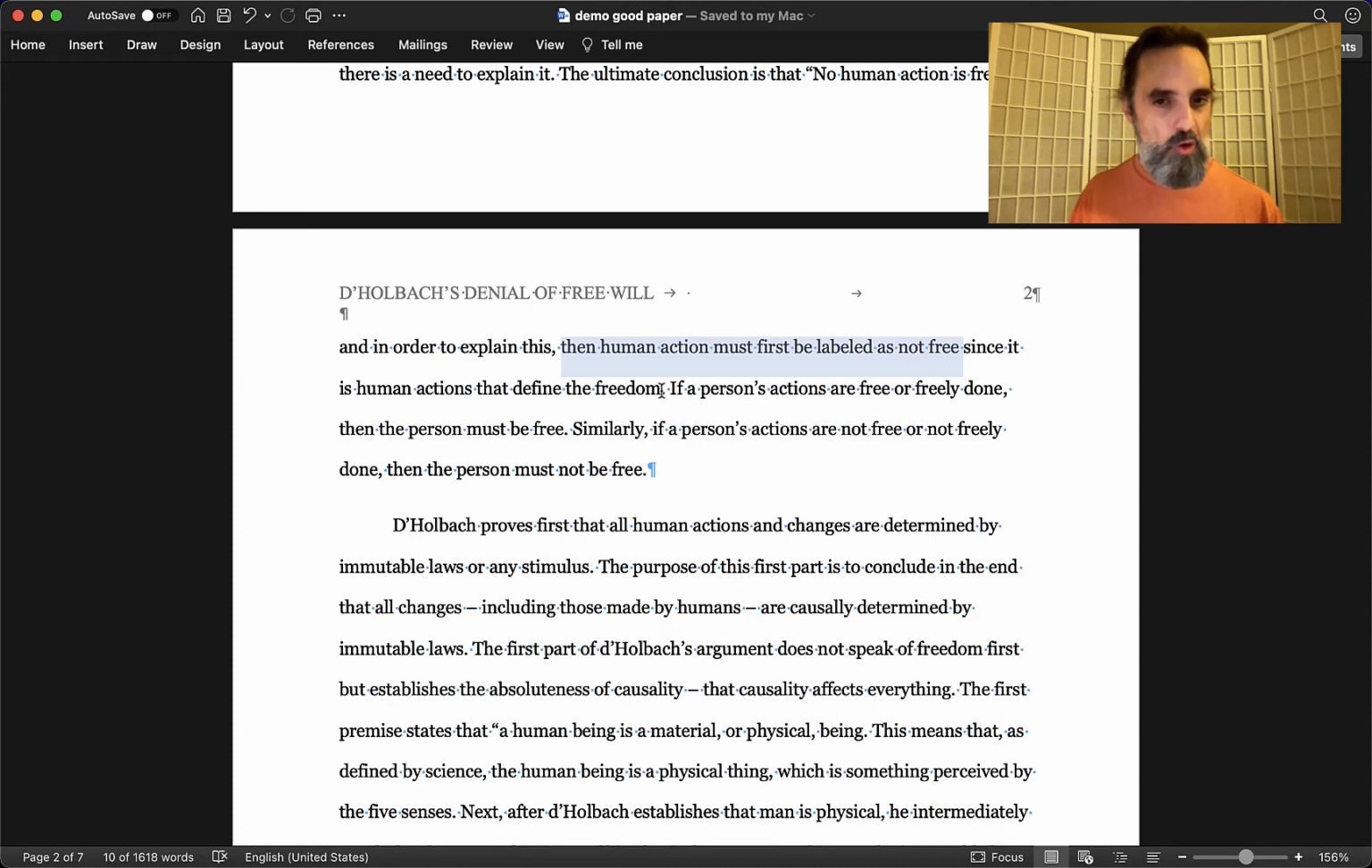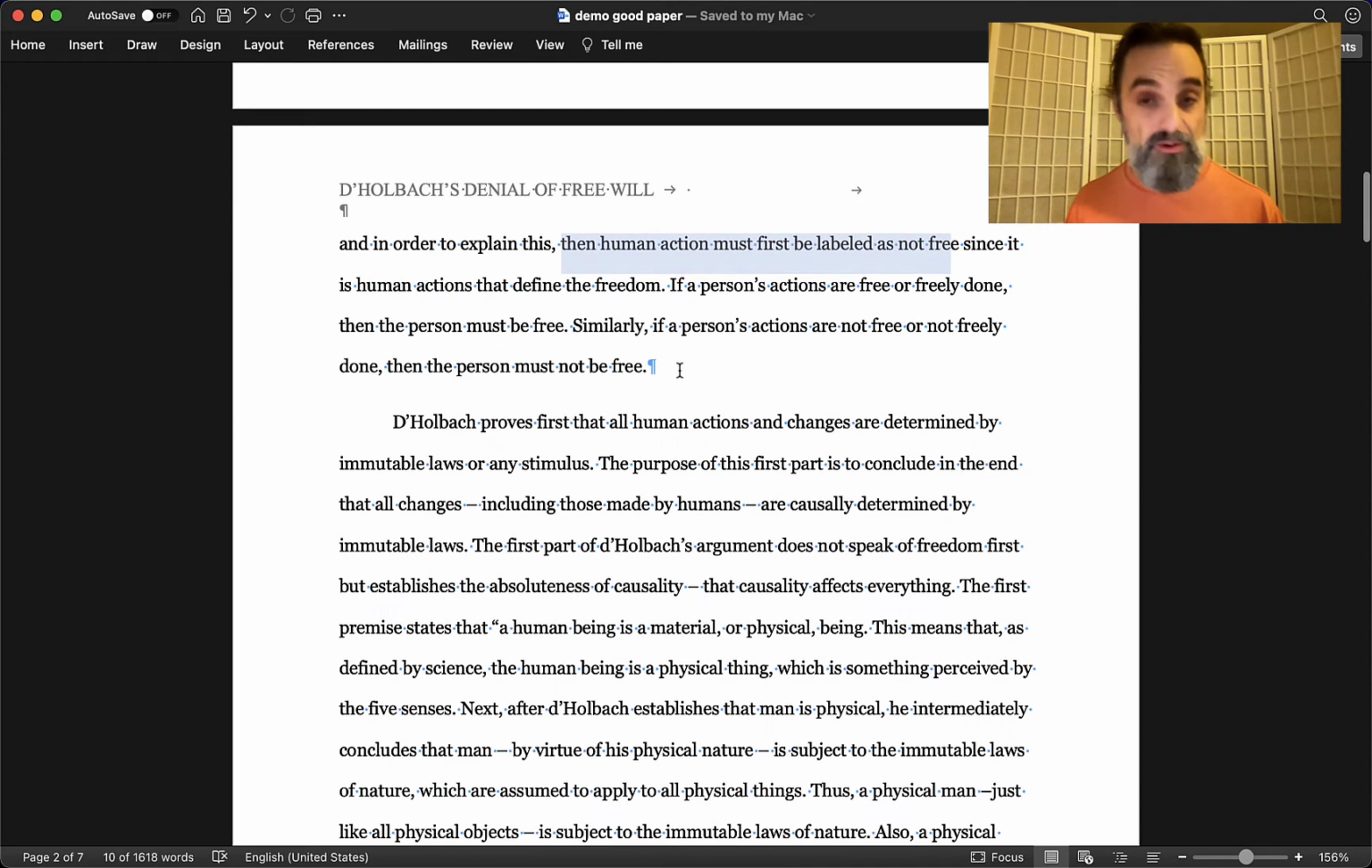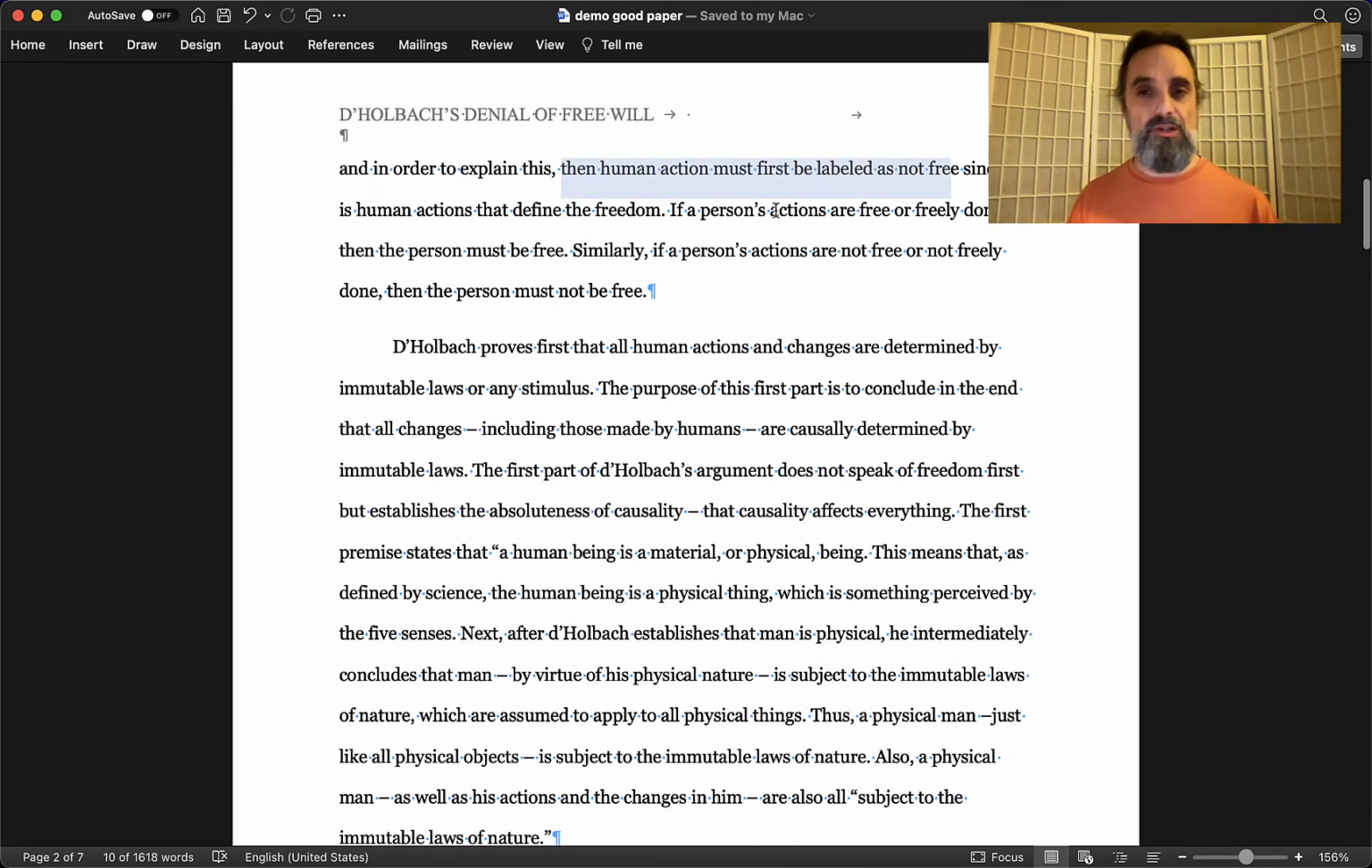Why? Human actions define the freedom. Why does that mean that human actions are first labeled as not free? So this sentence is confusing to me. If a person's actions are free or freely done, then the person must be free. That's easy to understand. Similarly, if a person's actions are not free or not freely done, then the person must not be free. So we're just talking about actions and the person as a whole. The freedom of the actions and the freedom of the person go together.